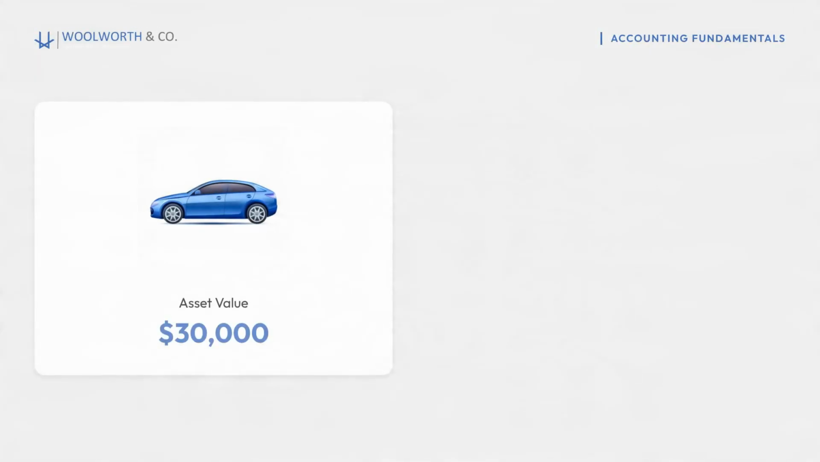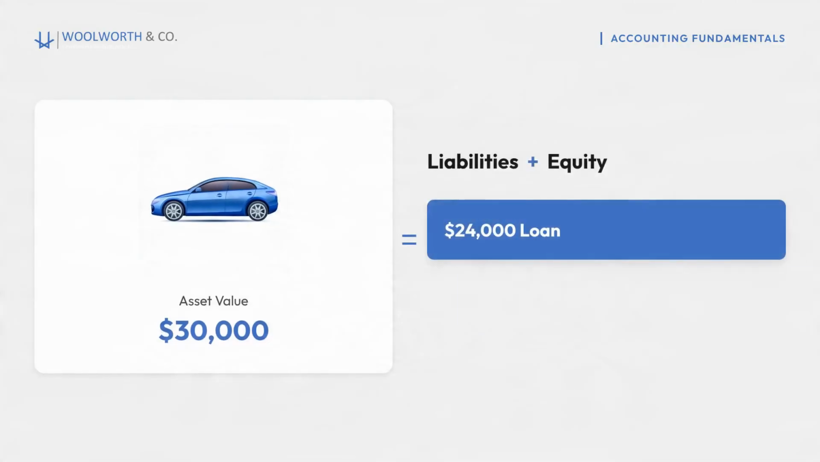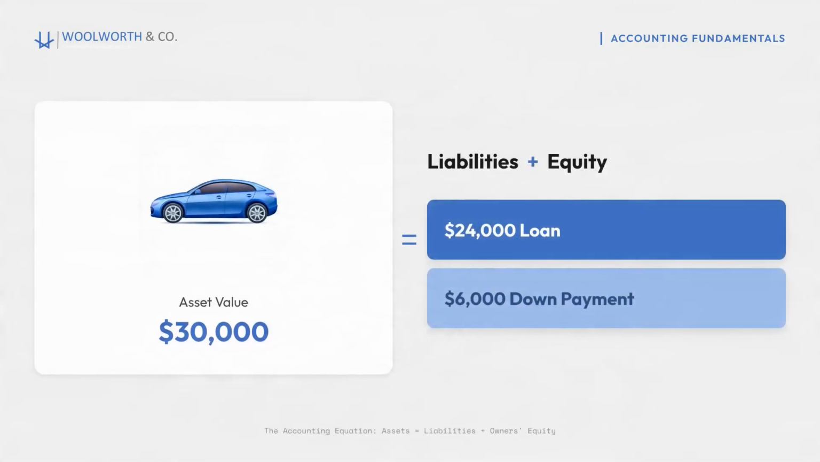But what if you don't have $30,000 in cash? Most people use a loan. This introduces a second way to finance an asset, borrowing from a creditor. If you put $6,000 down and take a $24,000 loan, the car is still a $30,000 asset. But now you only own $6,000 of it. The rest belongs to the bank.